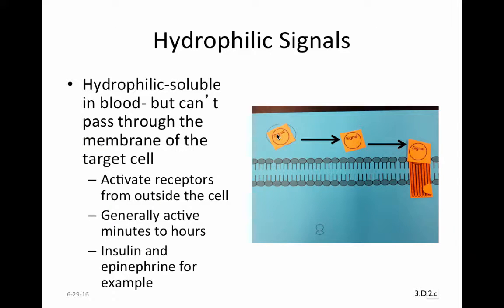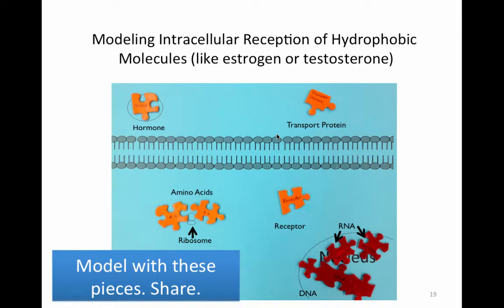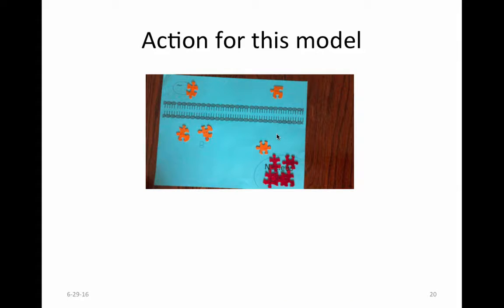This slide offers a checkpoint. Large and polar hydrophilic substances can't pass through the membrane. And another checkpoint slide for the hydrophobic molecules. The examples given are important. This model allows a deeper understanding of the molecules like testosterone. Ask student groups to model and share. Each molecule fits within the next.